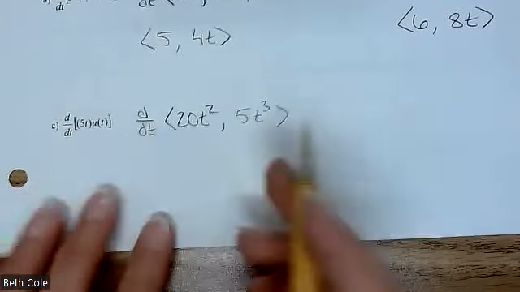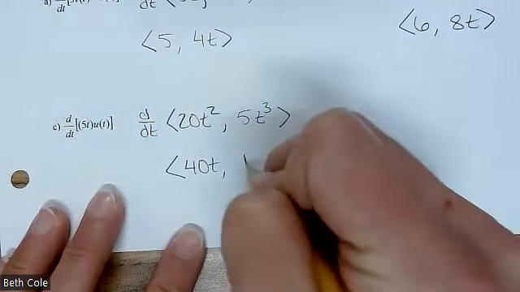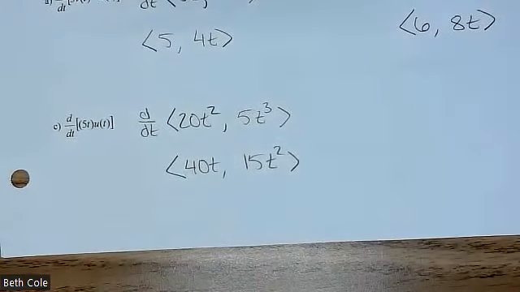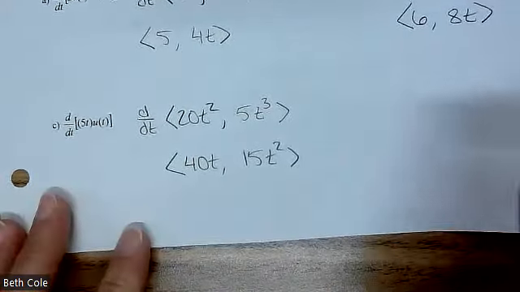And then we're just going to do the derivative of that. So that would be 40t, comma, 15t squared. Cool so far? All right.